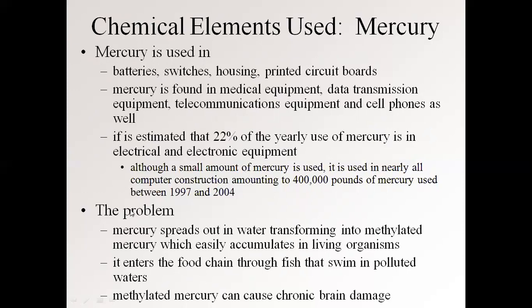And what is the problem faced due to mercury? Mercury spreads out in water, transforming into methylated mercury, which easily accumulates in living organisms. It enters the food chain through fish that swim in polluted water. Methylated mercury can cause chronic brain damage. So it's very bad news, no? It shows how badly it affects human beings and animals, like fish.